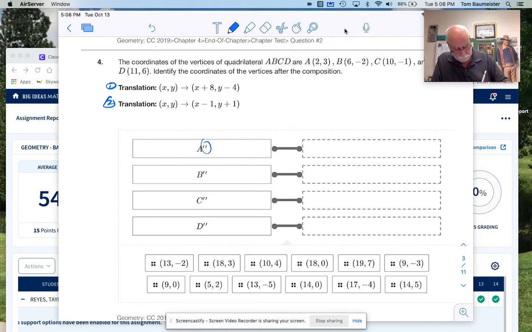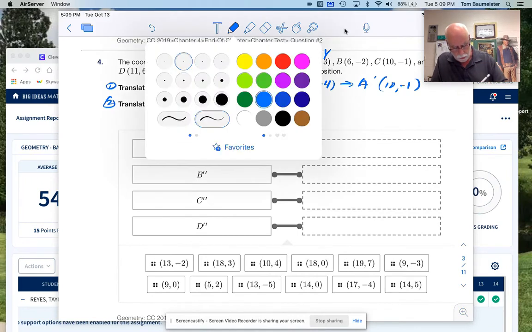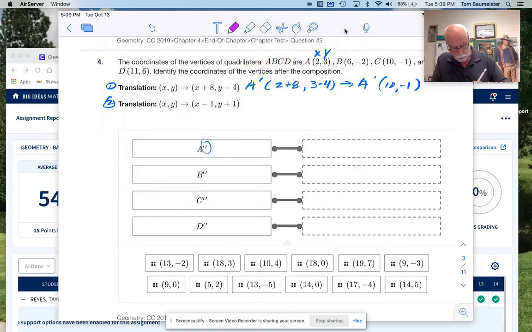So on the first one here, and again, I'm just going to do one of them for you. I'm going to call it A prime for you. And remember, for A prime, you're going to take A. So here's your x and y. And you're going to do 2 plus 8, and you're going to do 3 minus 4. So your A prime is going to be (10, -1). Okay? But that's not the one they want. They want A double prime.